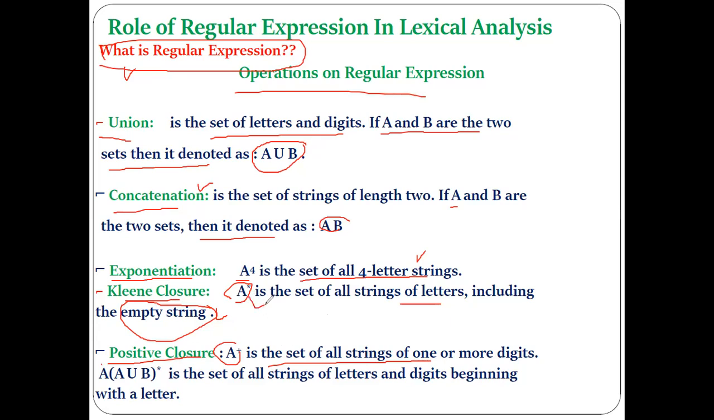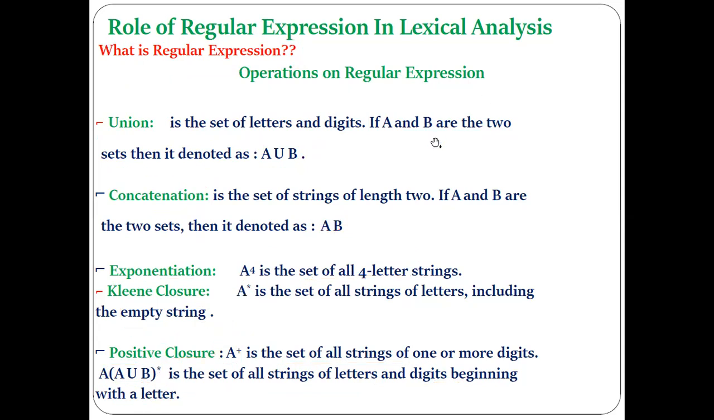In short, you can keep in mind, A star is nothing but zero or more instances of that particular string, and A plus is one or more instances of that particular string. For example, here I have written the language like A in brackets, A union B, star. Now what is the meaning of this language? It is the set of all strings of letters and digits beginning with a letter. In the example we'll see more details.